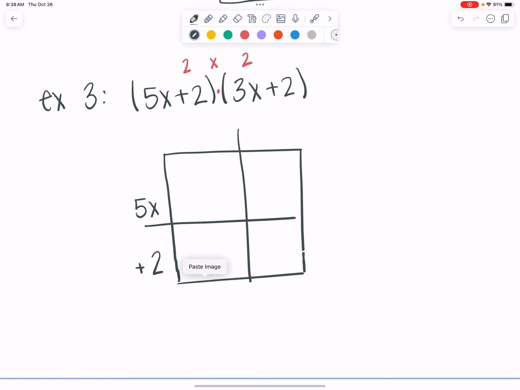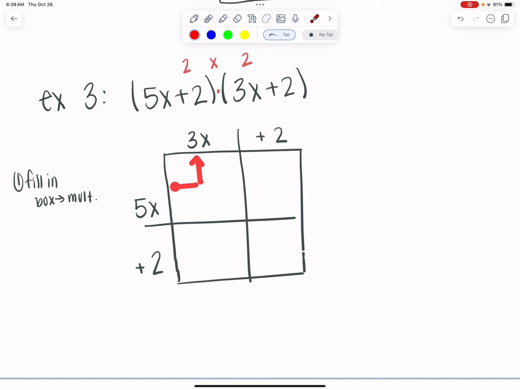5x plus 2. And the second polynomial, 3x plus 2, is going to go across the top. Now when I fill in the box, I'm going to multiply the top by the left. So if I'm filling in this first square, 3x times 5x. Well, 3 times 5 gives me 15.